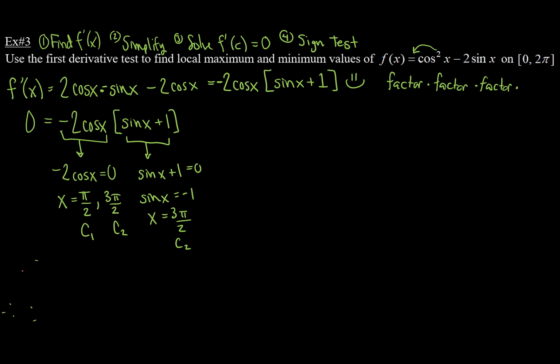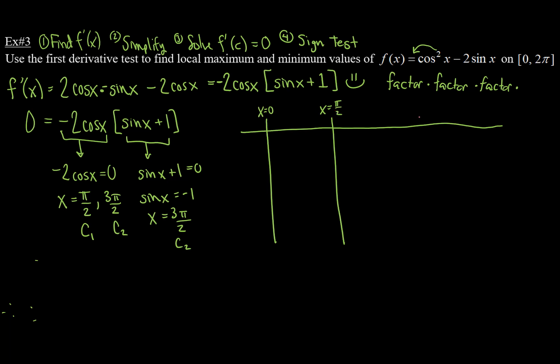All right, so let's do a sign test. I've got my endpoints here, at x equals 0. Give myself lots of room. And then I've got my next critical number at x equals pi over 2. Give myself some room. My next critical number at x equals 3 pi over 2. And then my final value of x equals 2 pi.